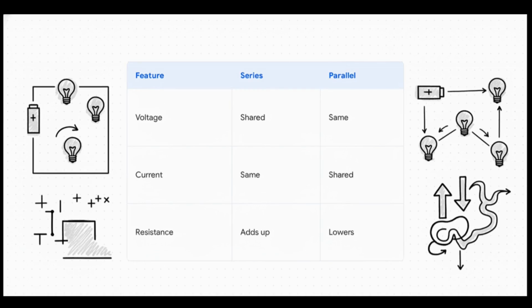Simple enough, right? But then in a parallel circuit, where the road actually splits into branches, the potential difference is the same across every single branch, while the total current is shared between those branches. Oh, and here's a fun twist. Adding more resistors in parallel actually lowers the total resistance because you're giving the current more routes to flow through.